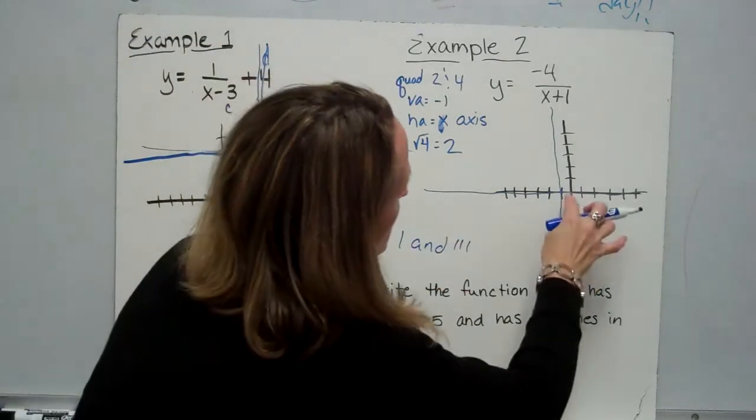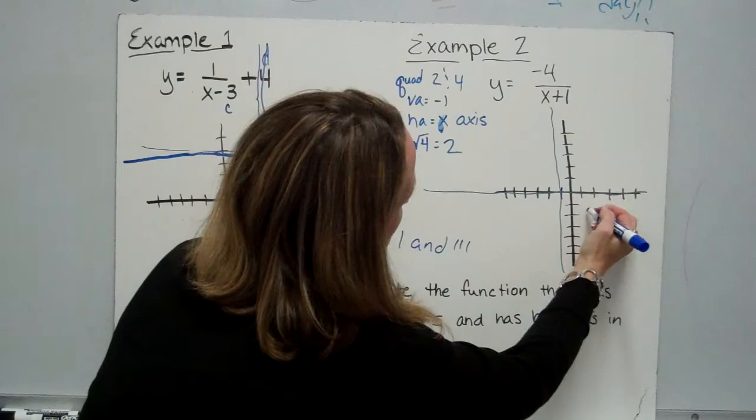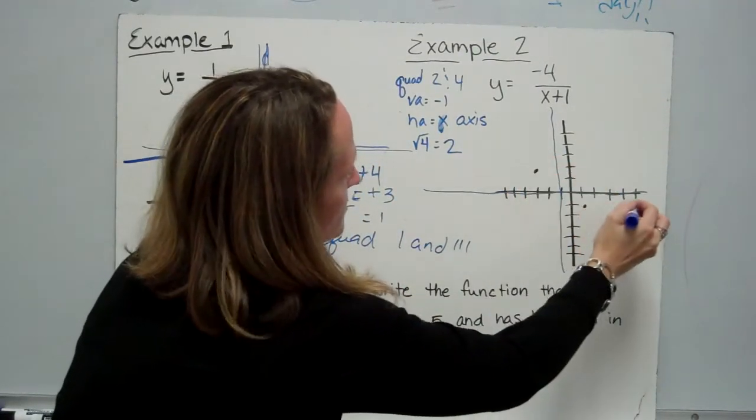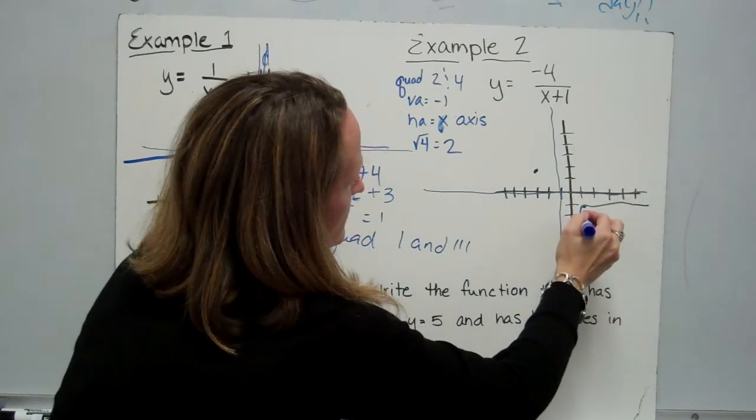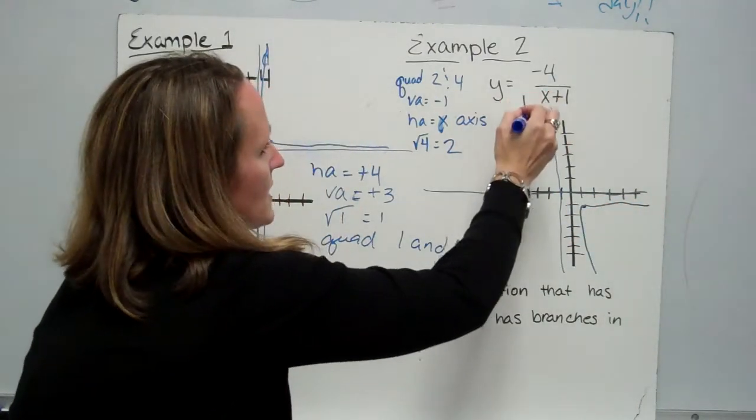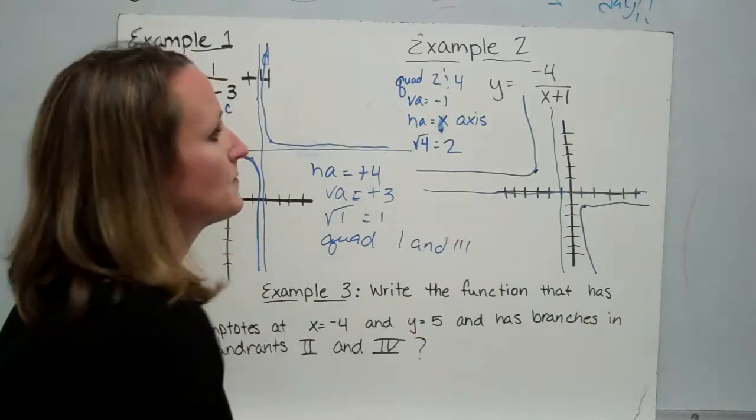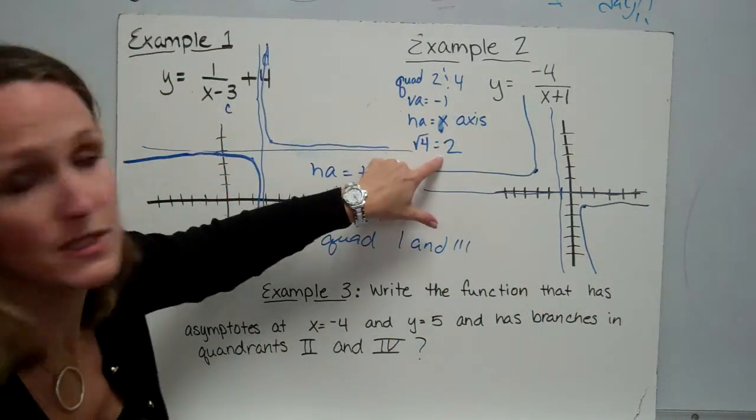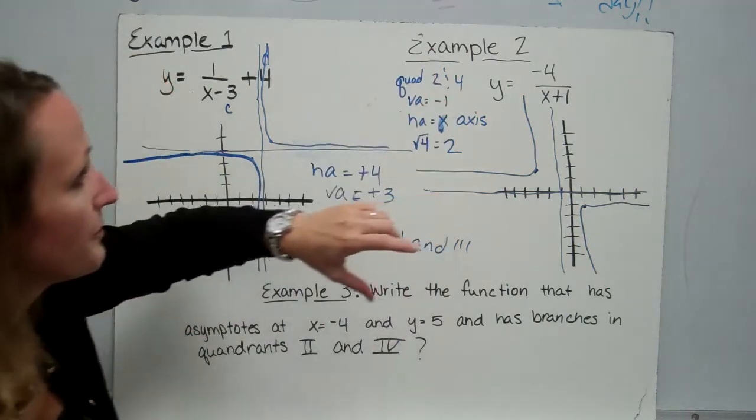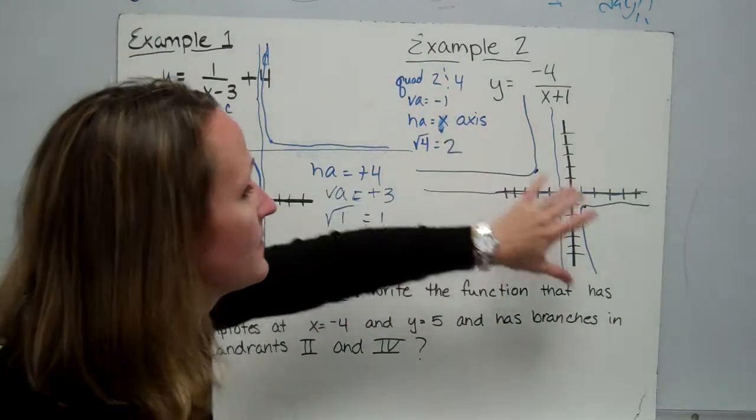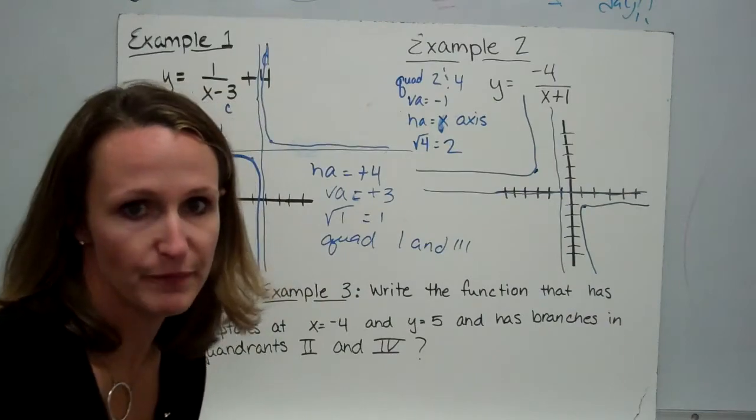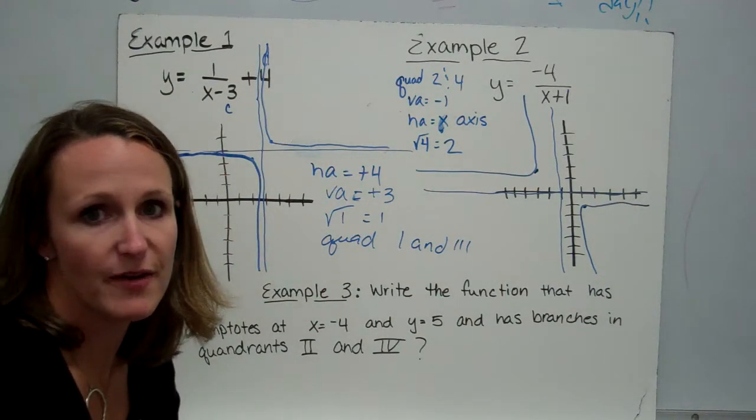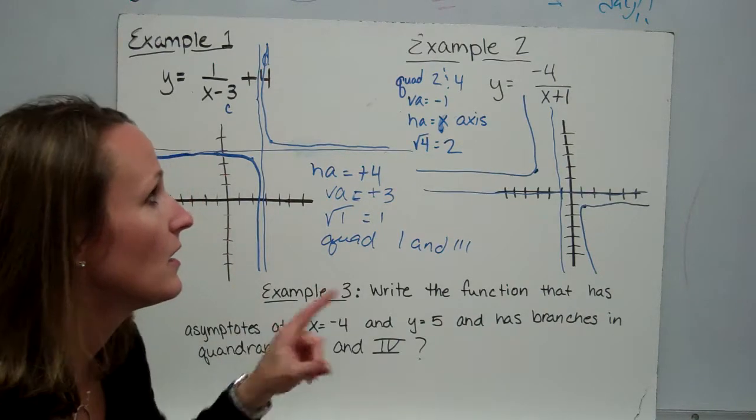Now 2 out, so 1, 2, 1, 2. Okay, you'll notice this one is a little further out from my asymptote because the corner points are farther. And I had to make sure it was in quadrants 2 and 4. So that is how you draw an inverse variation graph based on the equation.